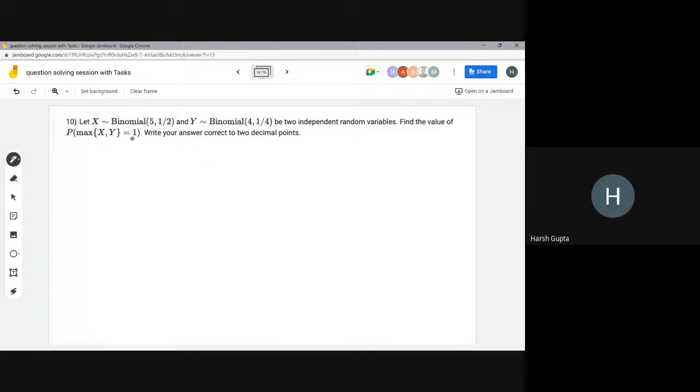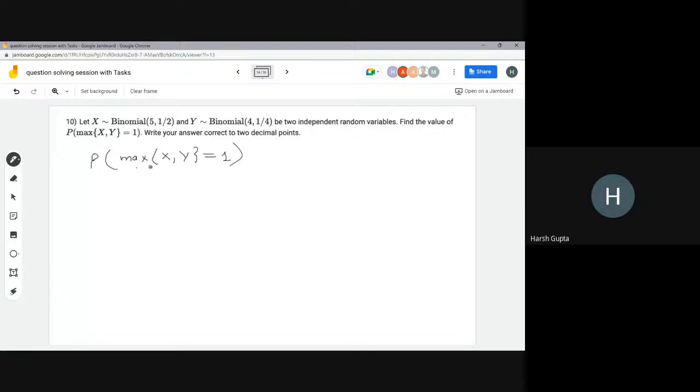Max of x comma y equal to 1, where x is binomial and y is binomial. So again, same thing. What is the approach? I think if you notice, I have followed exactly the same approach for all the questions that I have discussed, right? Somehow going from what is being asked to what is given in the question, right?